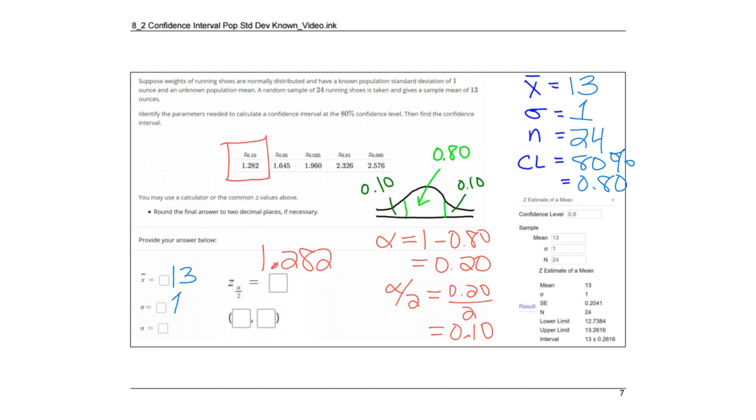Our population standard deviation is 1. Our sample size is 24. And then we're going to come over here. I already put it in GeoGebra. So I went into probability.